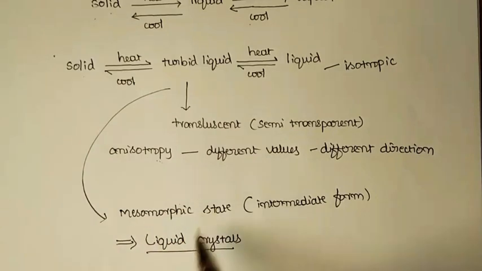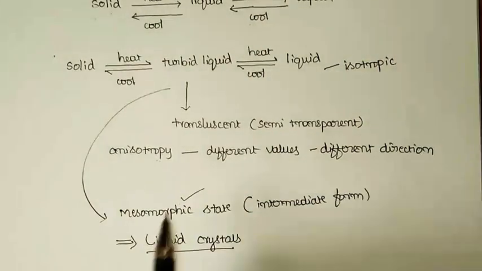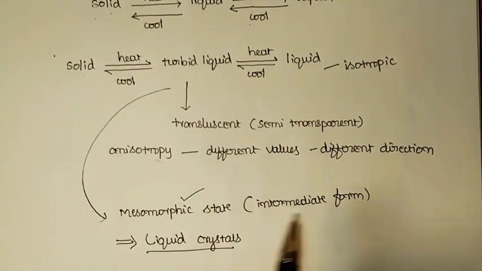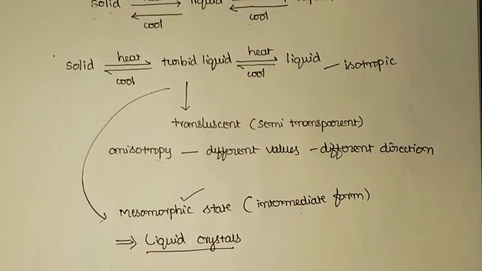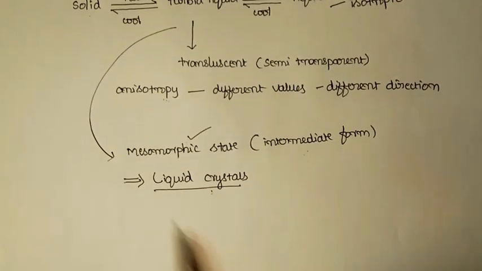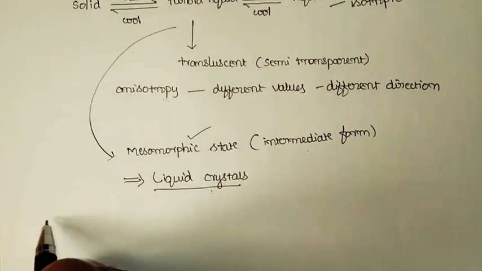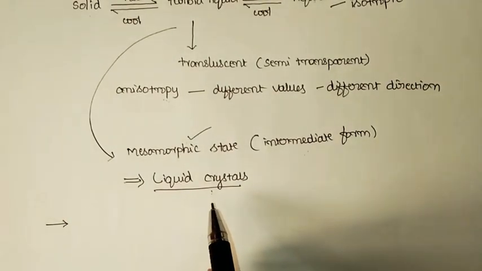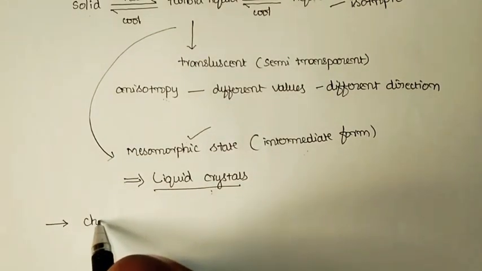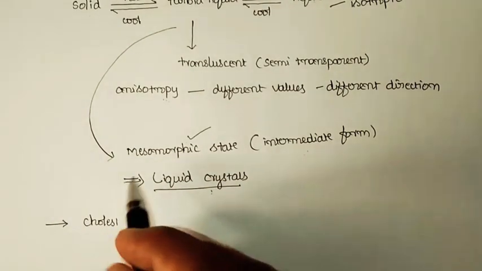But instead of using the word liquid crystals, it is far better to use the word mesomorphic state, which indicates the intermediate form. But in the majority of contexts, we use the word liquid crystal instead of mesomorphic state. And if you come to the development of liquid crystals, the first and foremost liquid crystal generated in the field of liquid crystal science is cholesteryl benzoate.